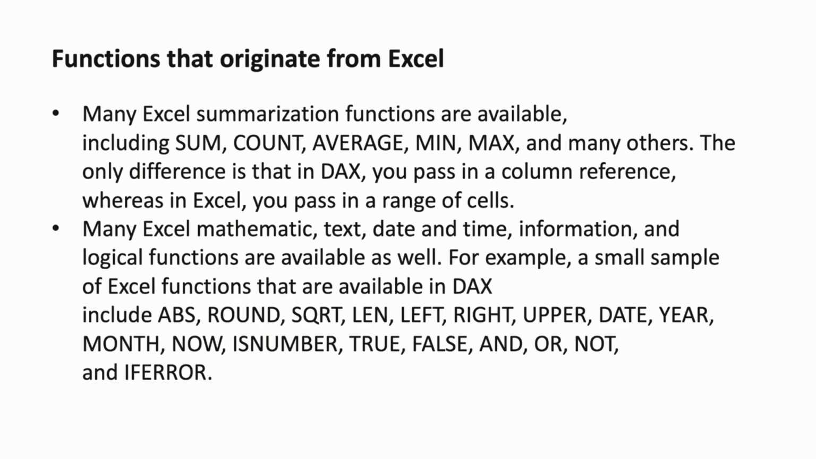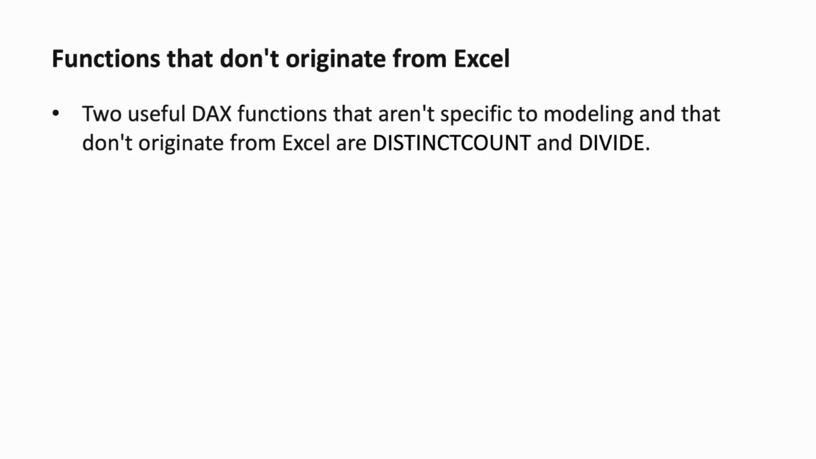Many Excel summarization functions are available in DAX, including sum, count, average, min, max, and others. The main difference is that in DAX, you pass a column reference, whereas in Excel, you pass a range of cells. Other Excel functions for mathematics, text, date, time, information, and logical operations are also available in DAX. Two useful DAX functions that are not found in Excel are DISTINCTCOUNT and DIVIDE. DISTINCTCOUNT counts the number of unique values in a column, and DIVIDE performs division while safely handling division by zero. The slide image highlights these functions in a formula example.